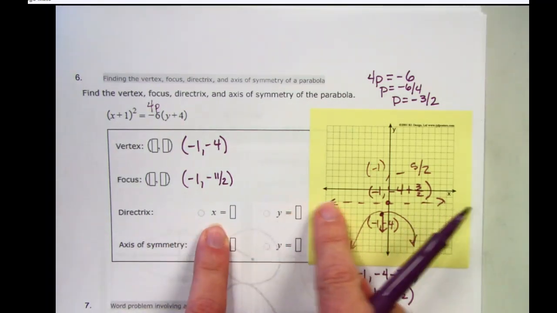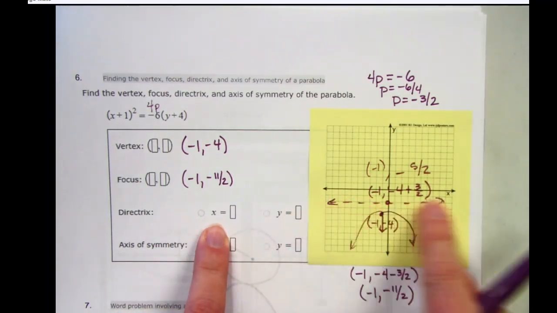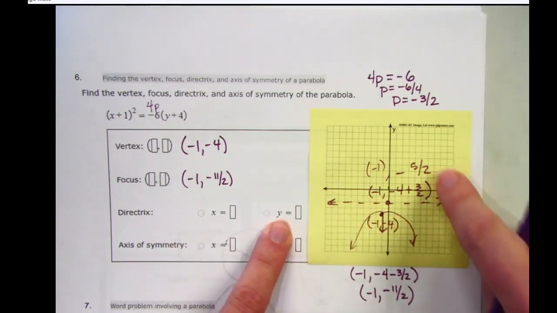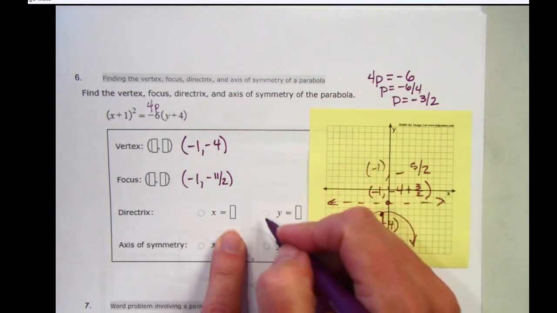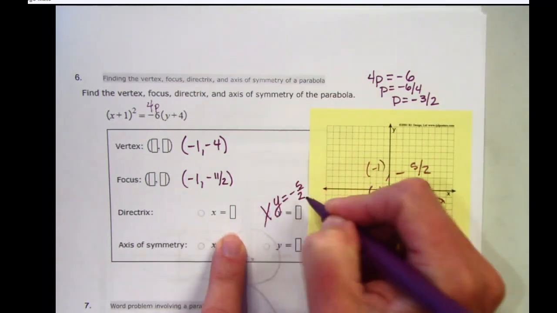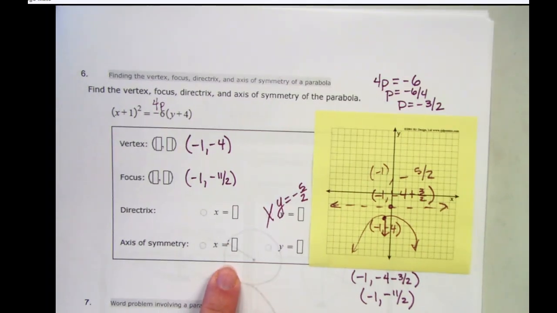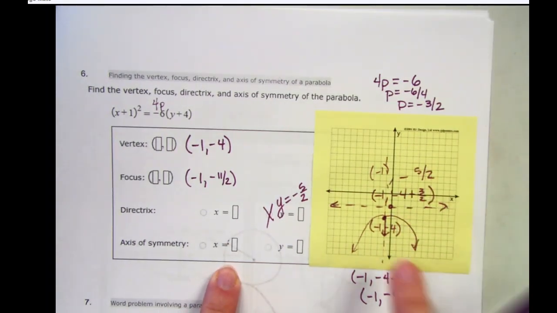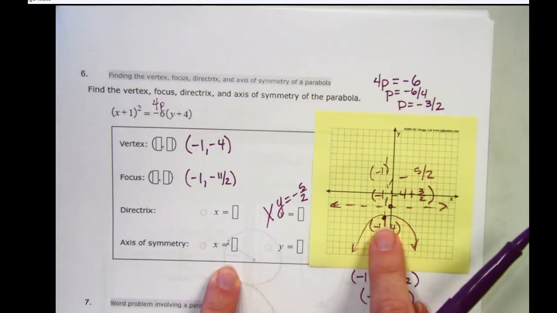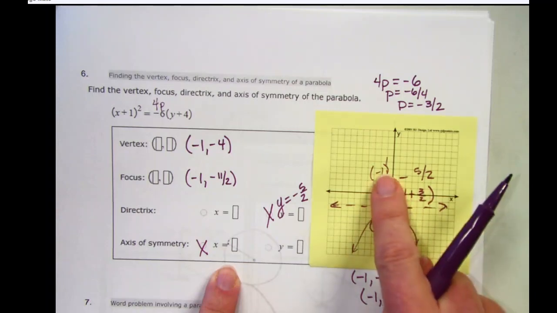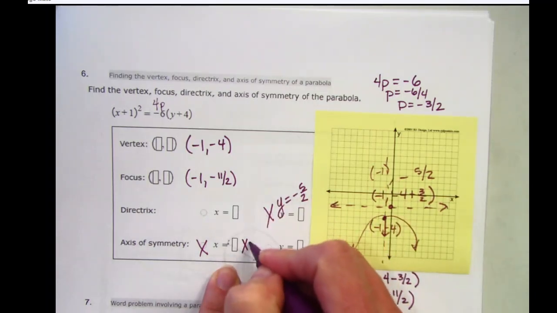The line goes this way. Is that an x equals or a y equals? So it's a y equals, what did we just get? So y equals -5/2. Axis of symmetry. Do you remember where that is? That's just our x in this case, right? So that would be an x equals, what was our x value that we're working with? X equals -1.